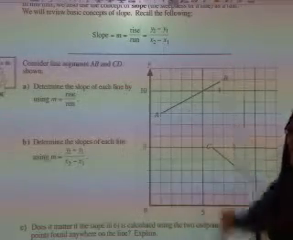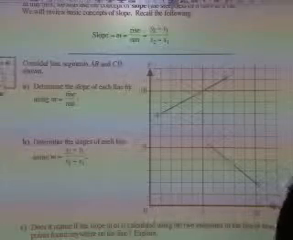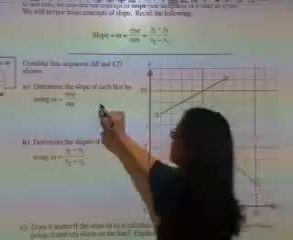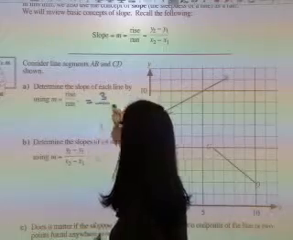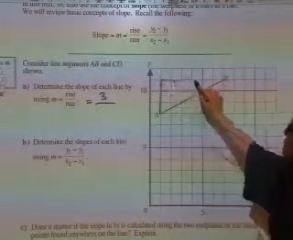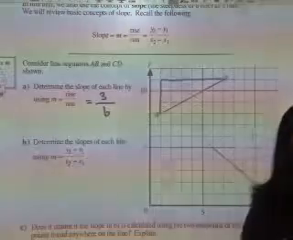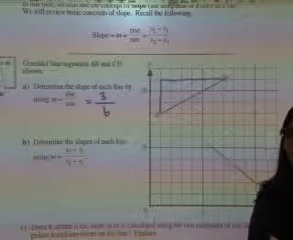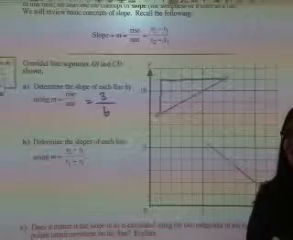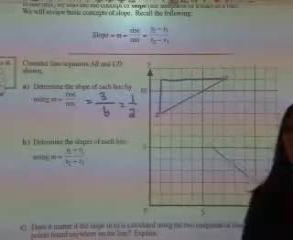How do I go from A to B? What's my rise? 3. I go up 3. What's my run? So I go up 3 and then I go over 6. Would I leave this as 3 over 6? Can you make it 1 over 3? Not 1 over 3. 1 over 2. And yes, I would make it 1 over 2. I would simplify my fraction.